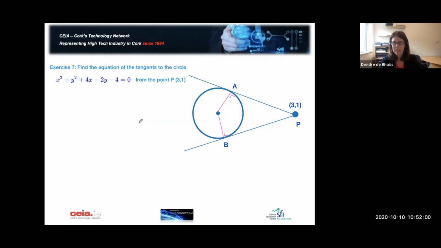So it's best explained in an exercise. Find the equation of the tangents to the circle x squared plus y squared plus 4x minus 2y minus 4 is equal to 0 from the point P, which is 3 and 1. The first thing we're going to do is calculate the center and radius of the circle. Again, I'm going to give you a few moments to do that, and we'll see who's still with me.